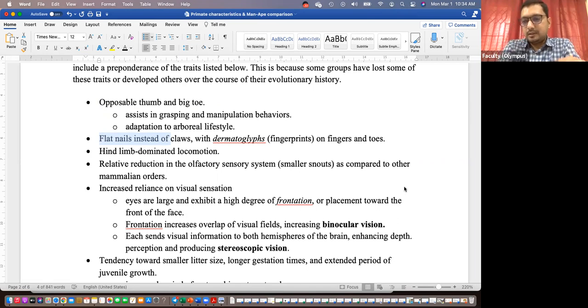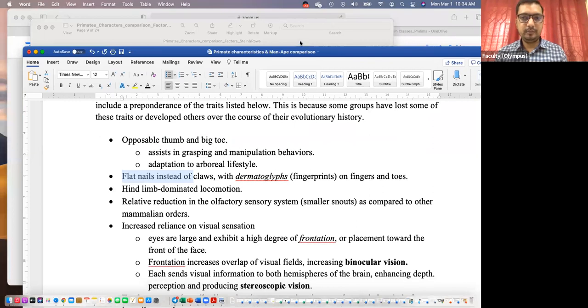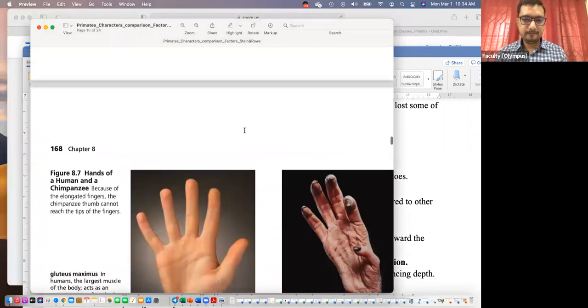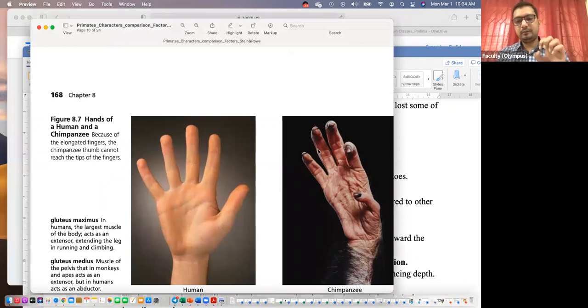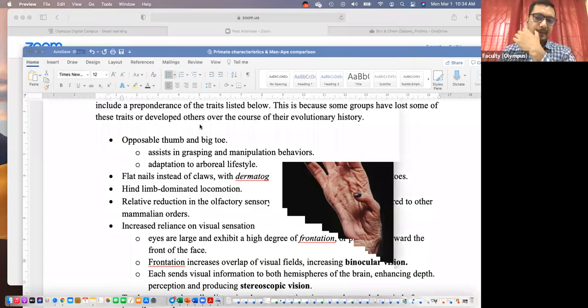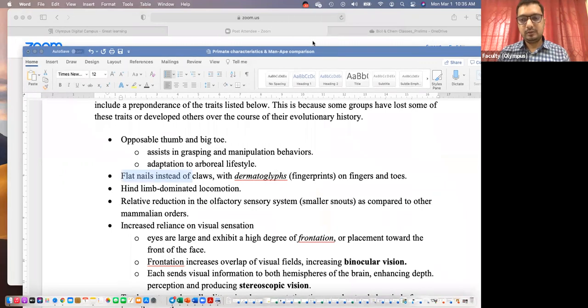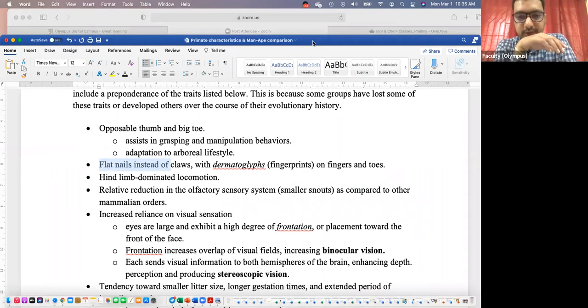We don't have claws like the other animals do, right? Many of the other animals that we see in the mammalian category have claws, but we have flat nails, which you have seen already from the previous image. We don't have claws like cats have, for example, or like tigers. But we have flat nails. And we also have fingerprints, like we talked about in the race concept, dermatoglyphics. We have fingerprints on fingers and toes.